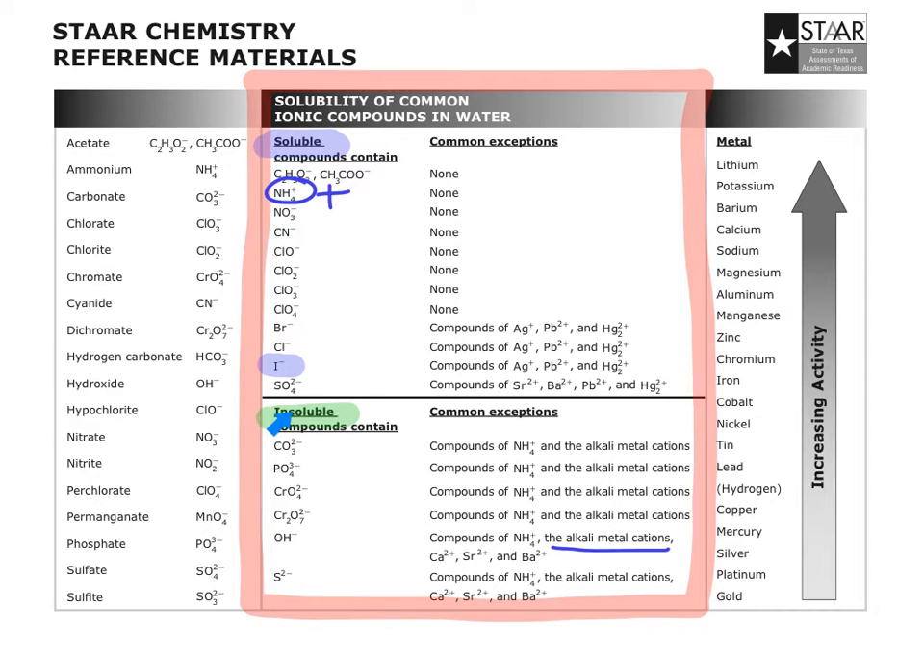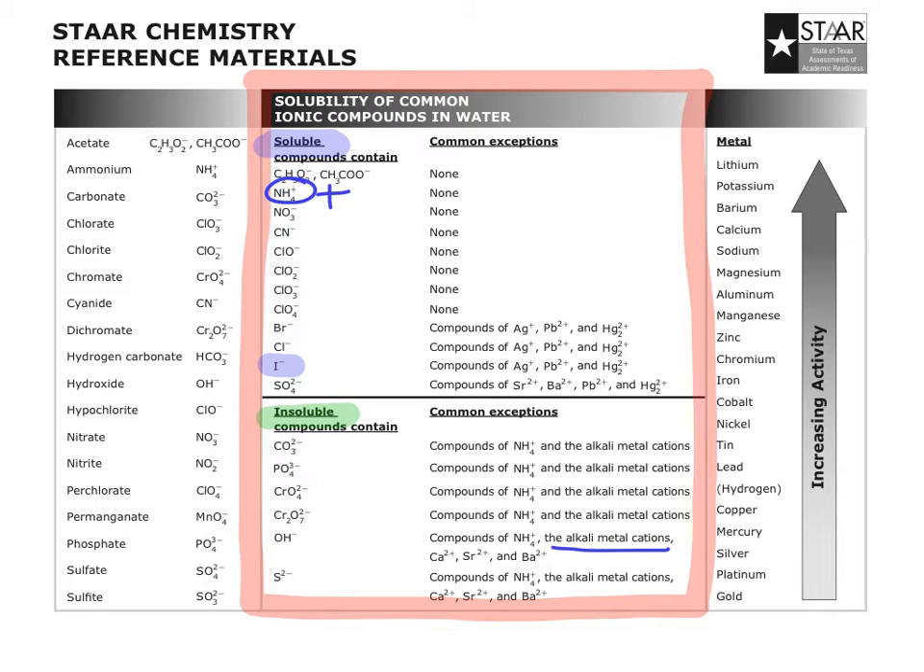Sulfur is insoluble, which means it will not dissolve in water, except when it forms compounds of ammonium, which it didn't, anything from the alkali metal cations, calcium, strontium, or barium. Aluminum is not ammonium. It is not in group 1. It's not calcium, strontium, or barium. So if aluminum is not an exception, then anything bonded with sulfur, or aluminum in this case, is going to be insoluble.